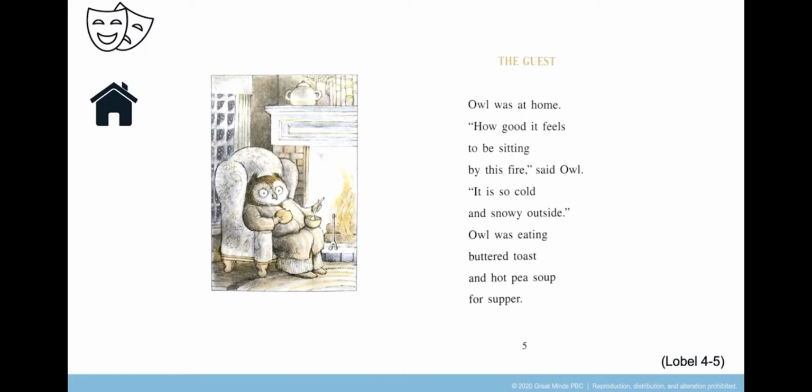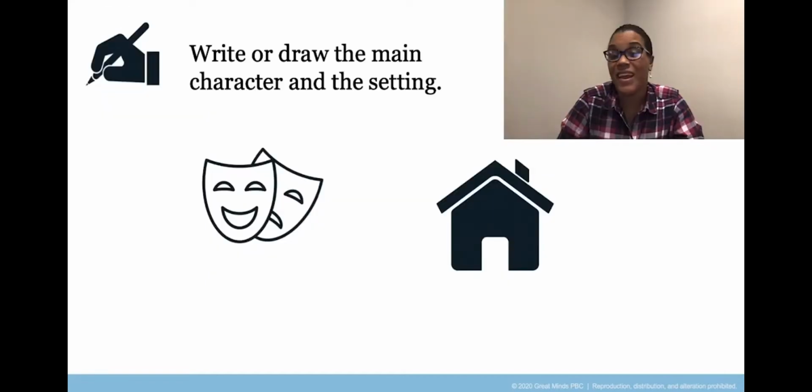Take a moment and think about the evidence that can be used to help you determine the main character and the setting. At the end of this lesson, you will be using the story map that you're creating now to retell the story. So it's really important that the map you create is very clear and complete. What I'd like you to do now is pause the video to write or draw the main character and the setting.